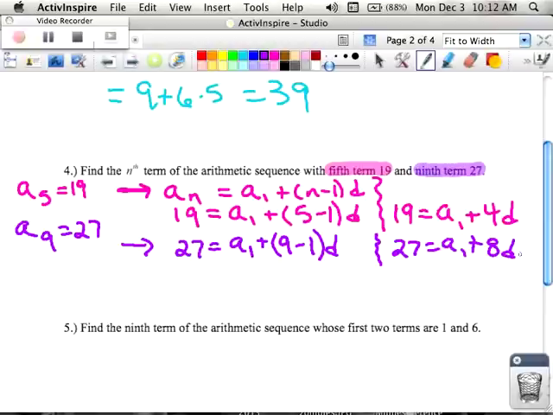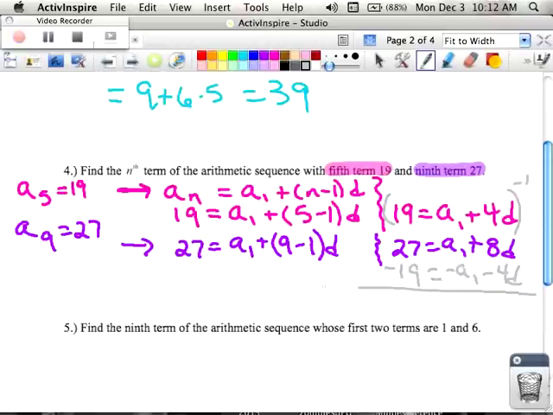Do you guys see that? So one of the things that would be really easy to do is I could take that pink equation and multiply everything in that pink equation by -1, both sides. Changes all the signs. So if I multiply both sides of this equation by negative 1, what I end up with is negative 19 equals negative a sub 1 minus 4d.